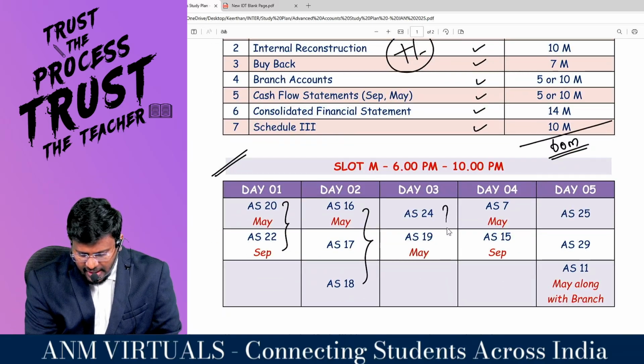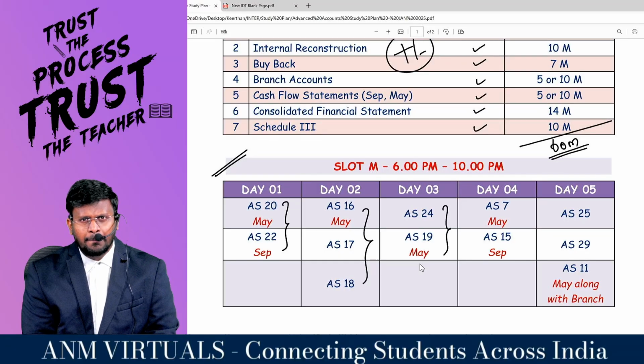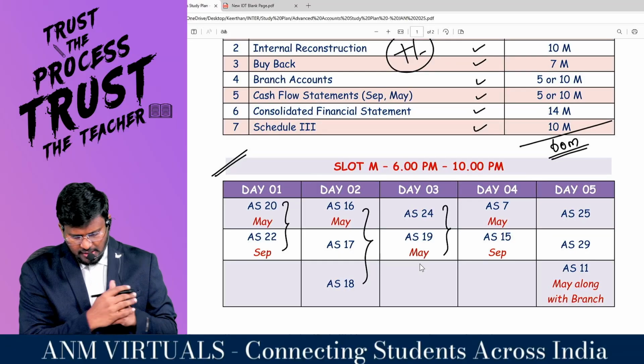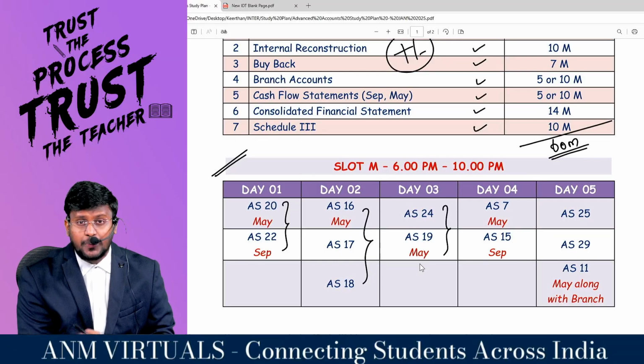Then day number 3, AS 24, discontinuing operations. And AS 19, last time, May, it has been tested in exam.